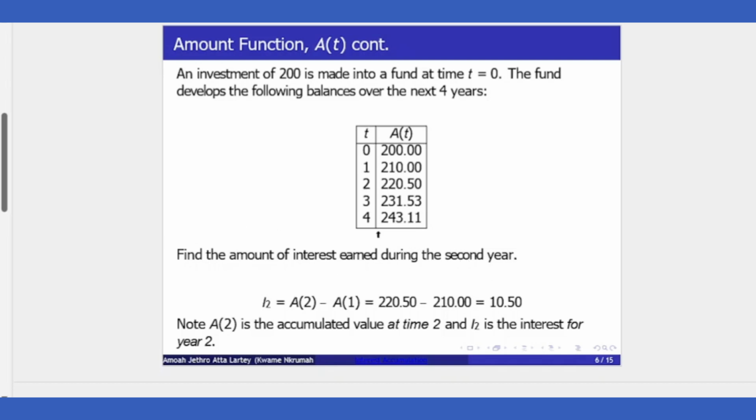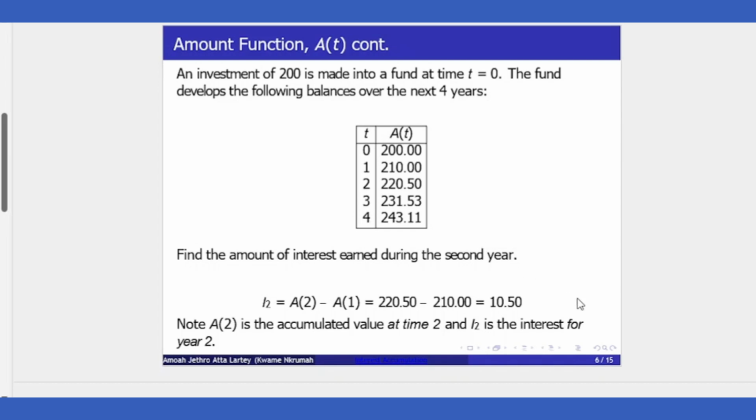So we are to find the amount of interest earned during the second year. So where is the second year? The second year is from time 1 to time 2, right? So pay attention. If we were to find the amount of interest earned during the first year, that's from time 0 to time 1. But here it is during the second year, so it's from time 1 to time 2. If it was during the third year, it would be time 2 to time 3. And then during the fourth year it becomes time 3 to time 4, right?